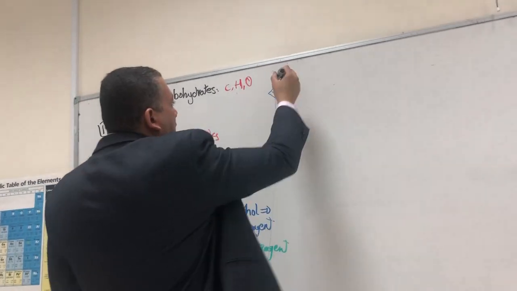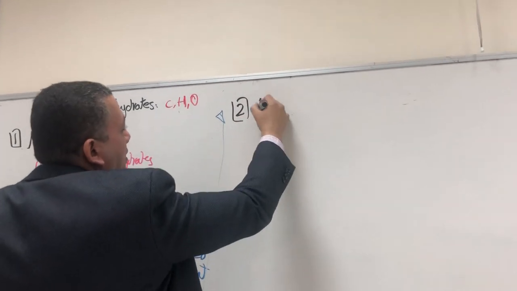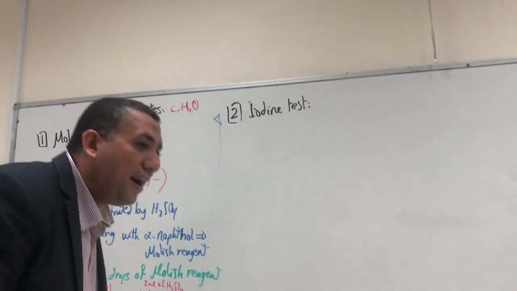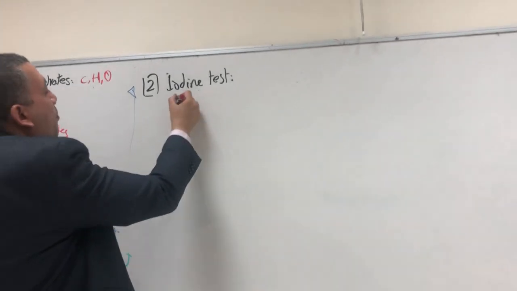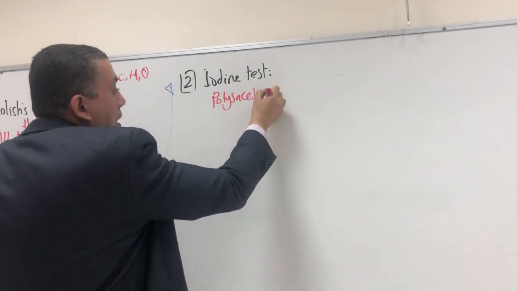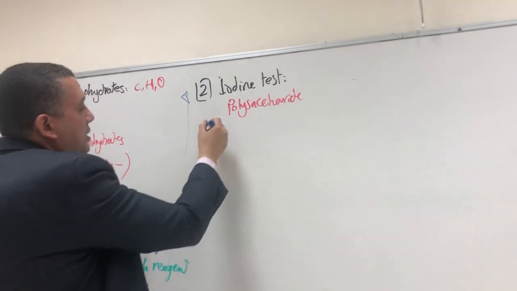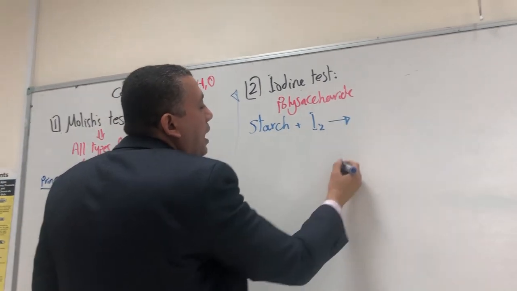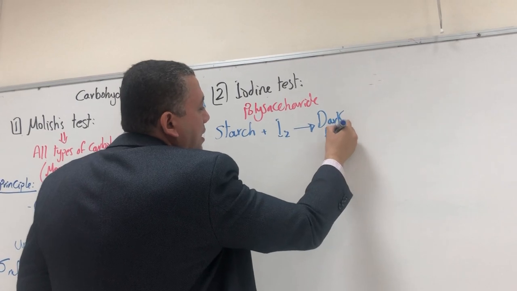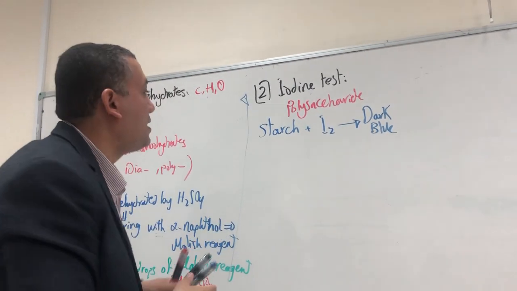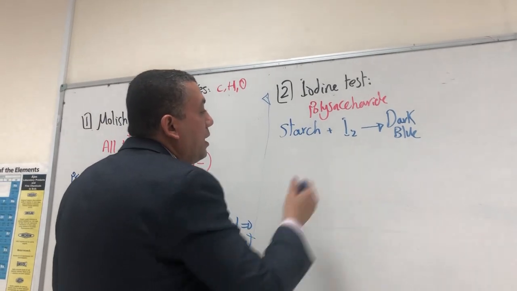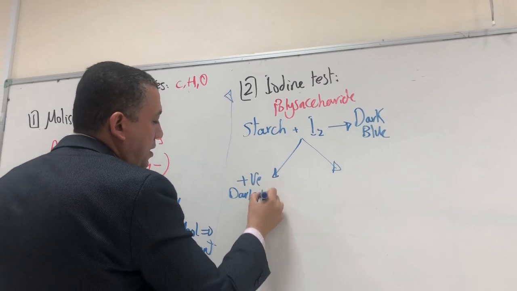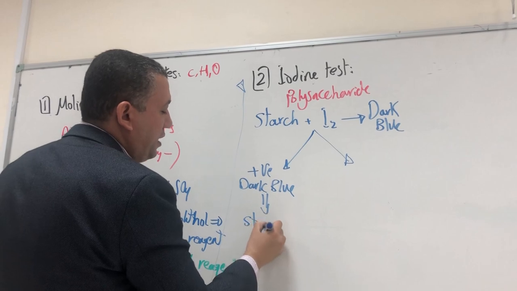The second test, which we will perform, is the iodine test. The iodine test is specific for polysaccharide, because usually with starch, a polysaccharide, when we add iodine, we will get which color, shabab? Dark blue. Dark blue color. Is it clear? Mumtaz. So here, for example, I will perform an iodine test. If we have positive dark blue, dark blue means starch. Khalas, we finished here. It means starch.